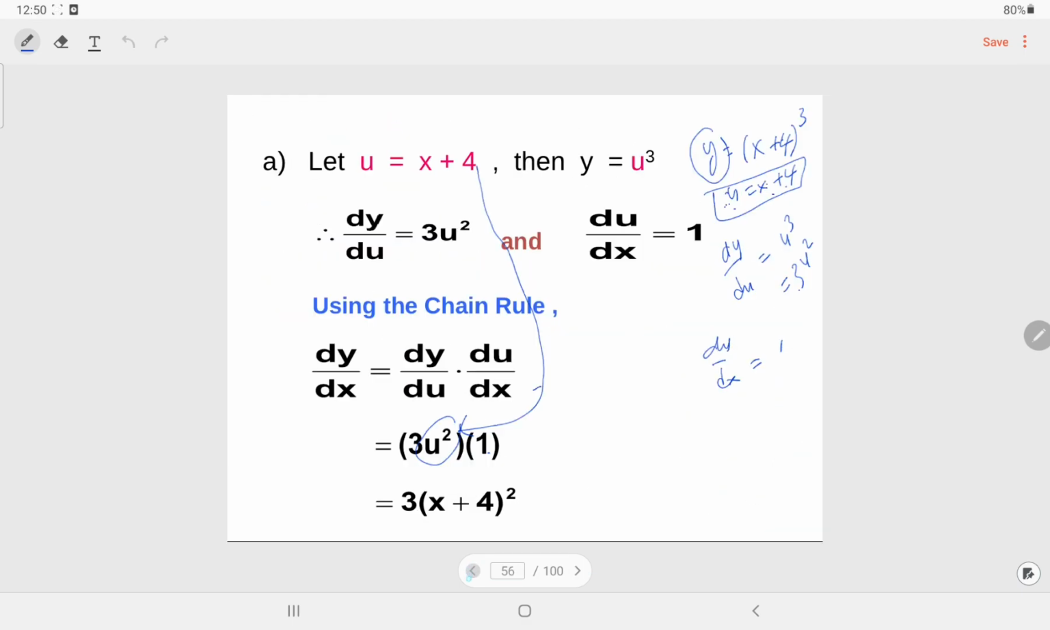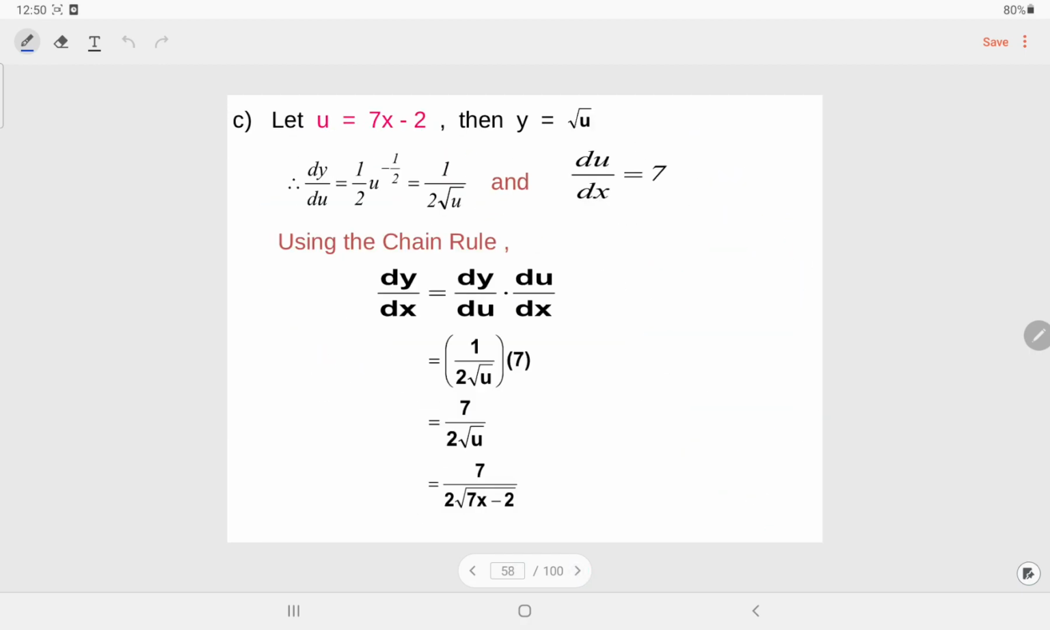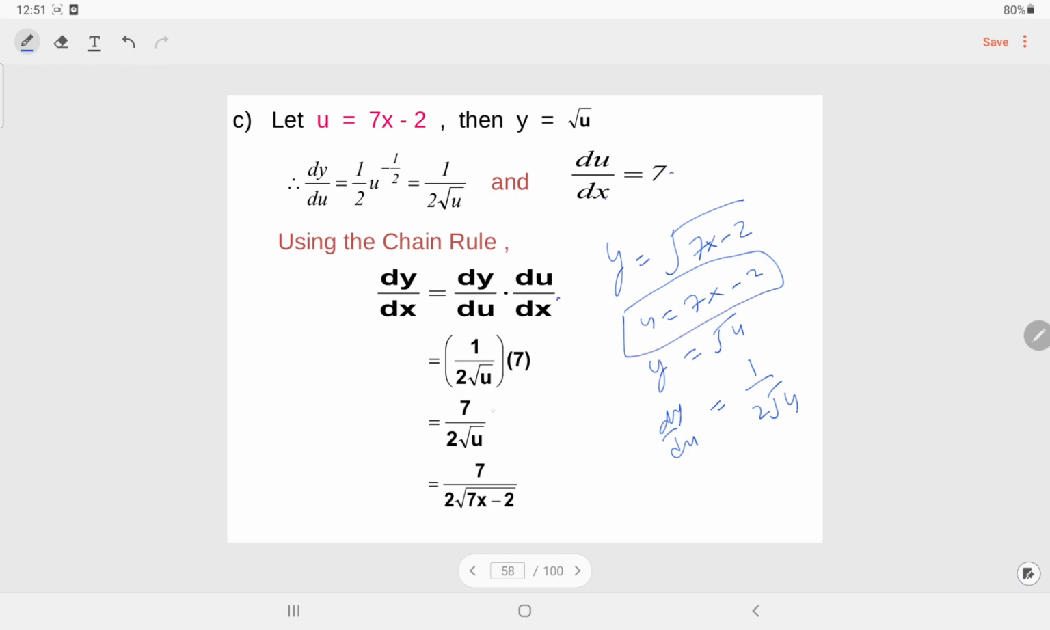Next, we move to C. Okay, C, y equal to square root of 7x minus 2. So we let u equal to 7x minus 2, and then y equal to square root of u. Substitute, so dy over du, we get 1 over 2 square root of u. This one differentiate, so we get 7 by using the chain rule. And then substitute u, so we get the final answer.